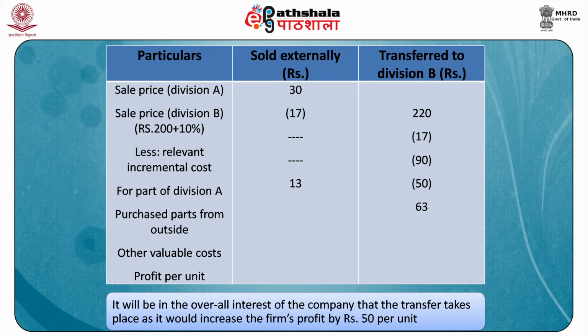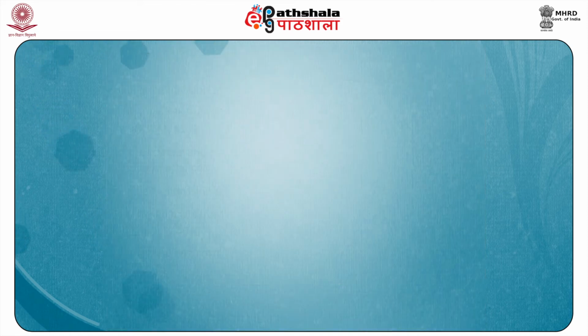It is 90 in case it is transferred to Division B. The other variable costs are 0 in case of externally sold goods. In case of goods transferred to Division B, the other variable costs are Rs 50. Profit per unit is 13 and 63 respectively. It will be in the overall interest of the company that the transfer takes place as it would increase the firm's profit by Rs 50 per unit.